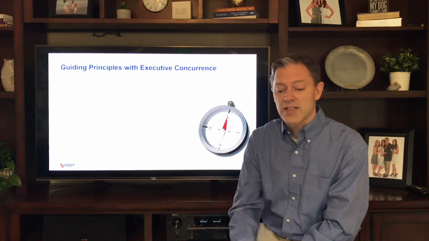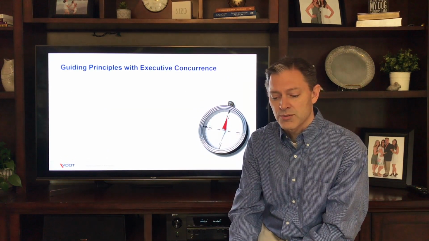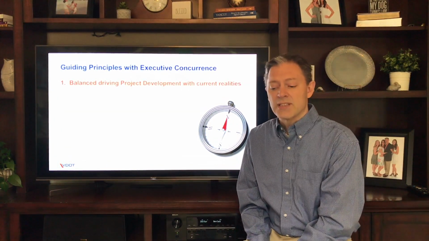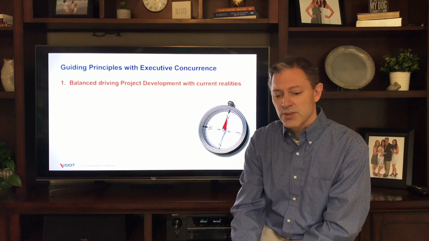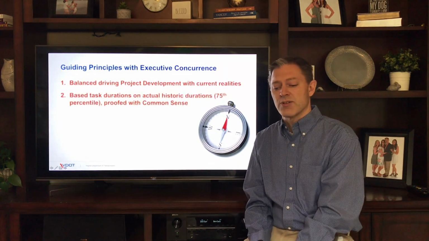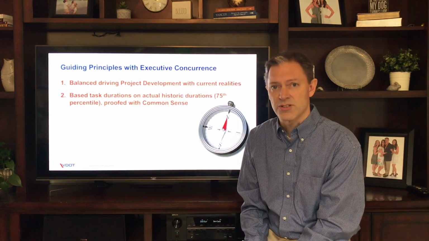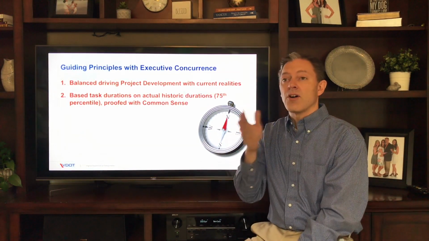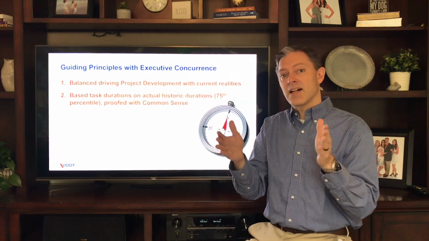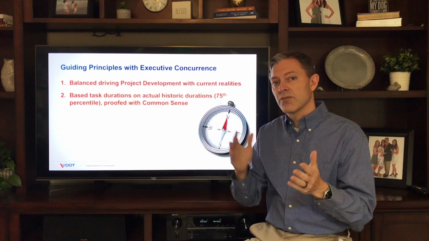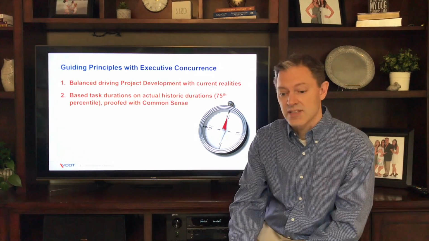After we had that and we had a sense of where we thought it should head, we searched for executive concurrence, and these were the guiding principles we took to them and leadership agreed with. We thought that it should balance driving project development with current realities, and that's really important for everybody. The other thing is we based task durations on actual historic durations of the 75th percentile, and those 75% of all the tasks were completed within that time frame, and we went task by task, not project wide. And then we proved that with common sense being the logic of the schedule itself.